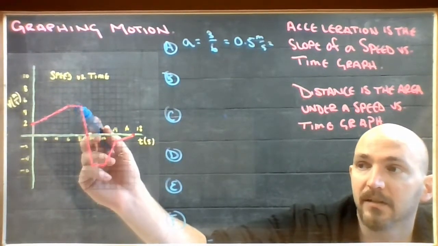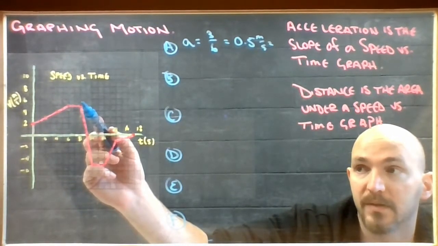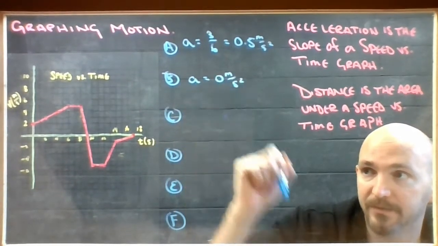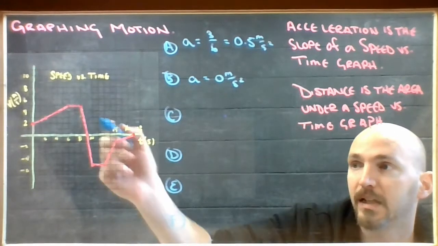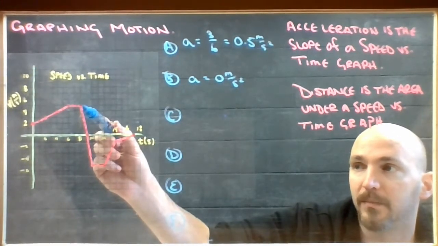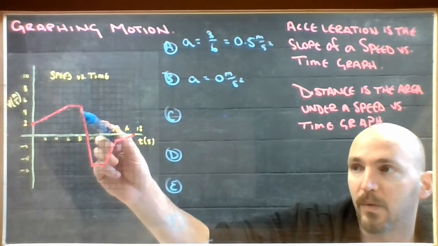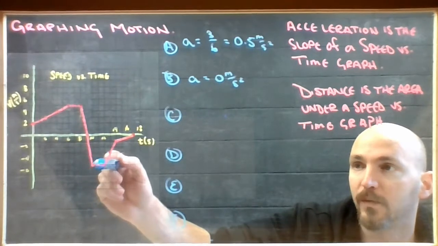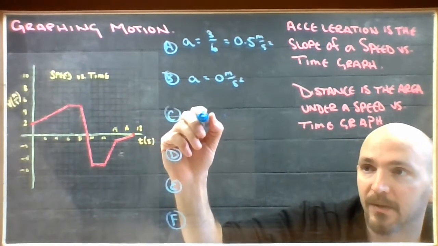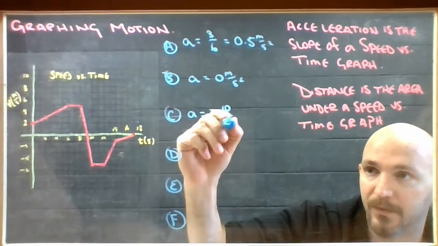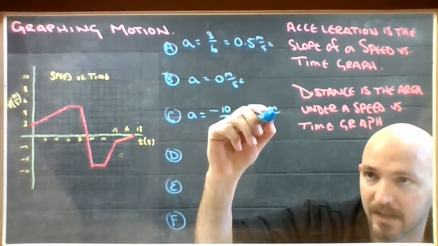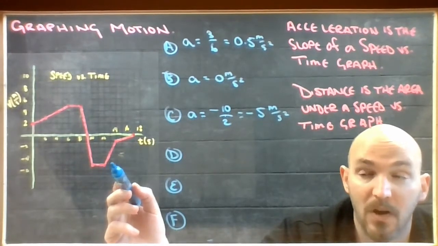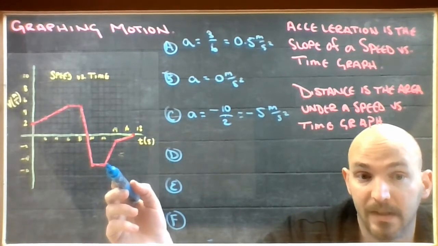This section here, it doesn't rise or fall, so the slope for that one is going to be 0. That's a 0 acceleration section. In this section here, I go from this point to that point. I drop 1, 2, 3, 4, 5, 6, 7, 8, 9, 10 over 2. So the acceleration would be negative 10 over 2, which is negative 5 meters per second squared. This section here, I'm neither rising nor falling, so this is another section where the acceleration is 0.